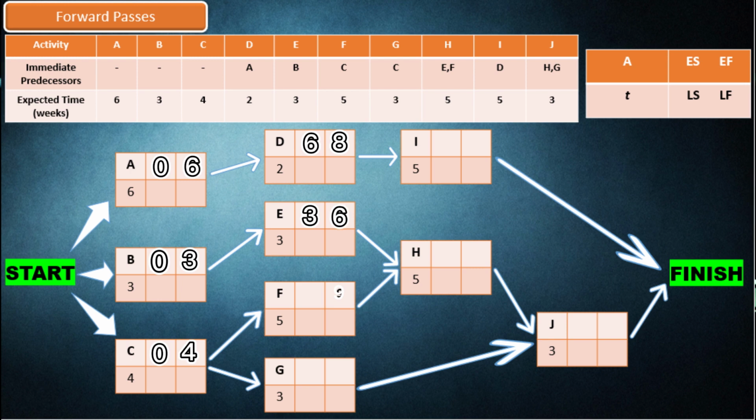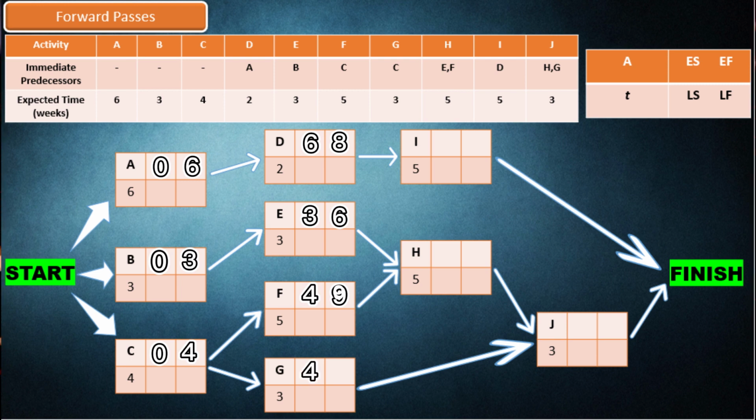Activity C is the predecessor of activity F, so the earliest start of activity F is 4. Then, activity F needs 5 weeks to be completed, so the earliest finish of activity F is 9. Activity C is also the predecessor of activity G, so the earliest start of activity G is 4.